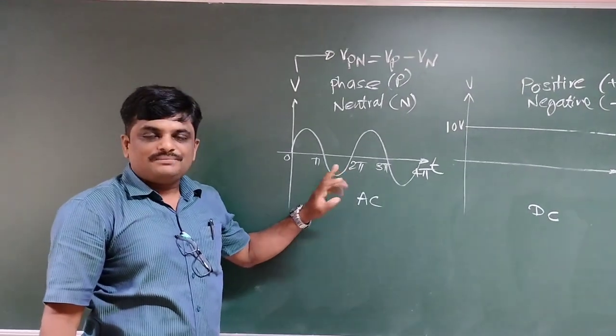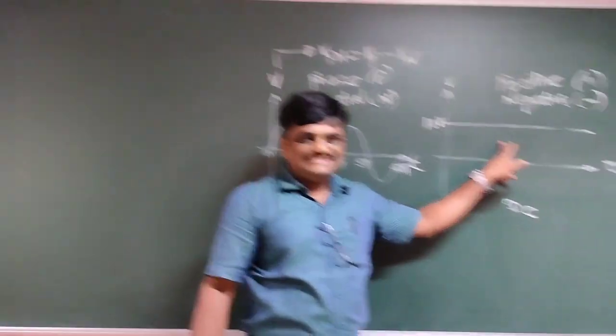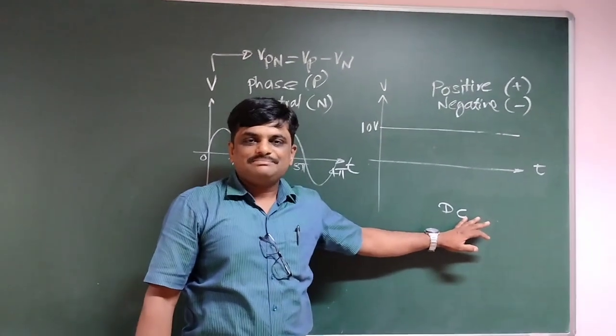And the source of AC is nothing but the generator, and the source of DC is nothing but the battery, or in our lab we have a regulated DC power supply.